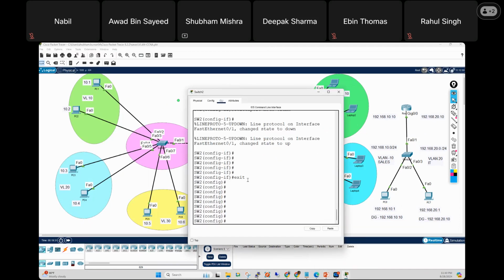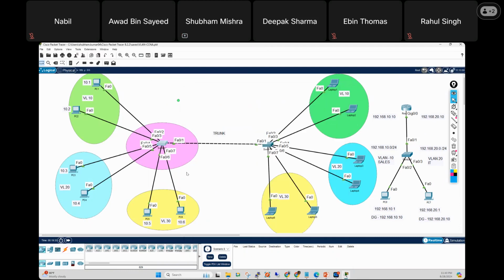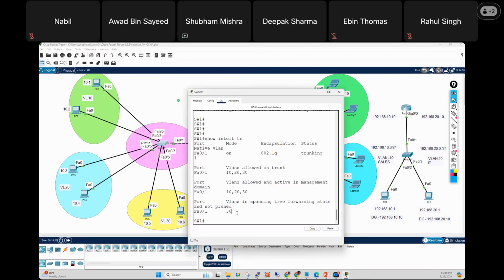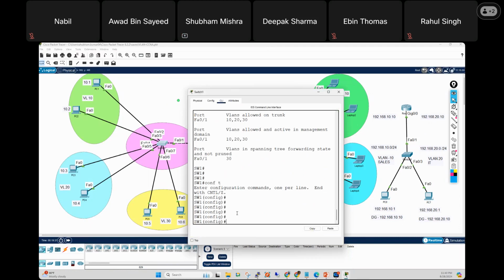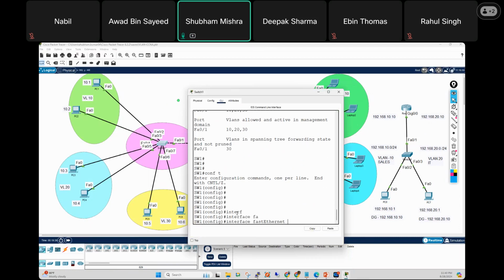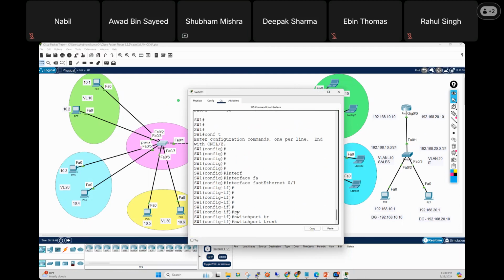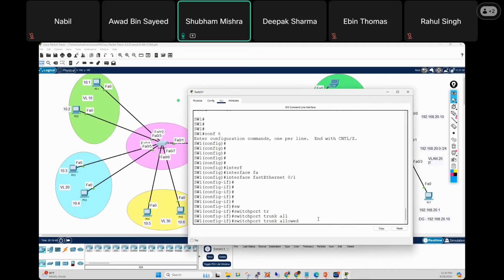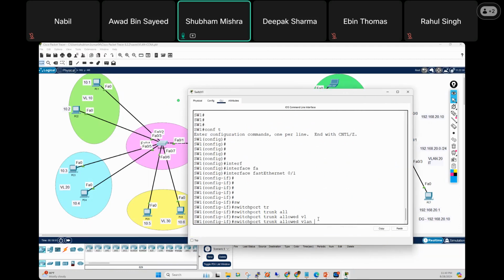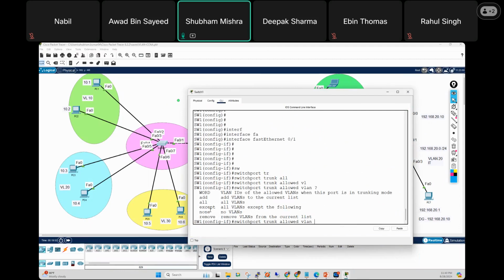Here I think we write now that command. Configure interface FastEthernet 0/1, switchport trunk allowed VLAN. And when I write the VLAN, everyone, when I press this, you are getting the add word here, guys.